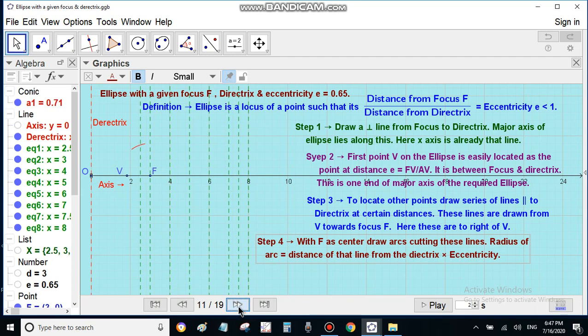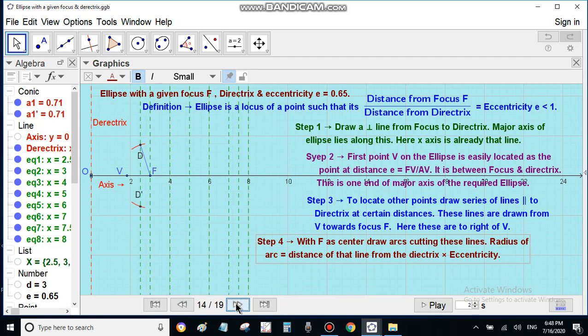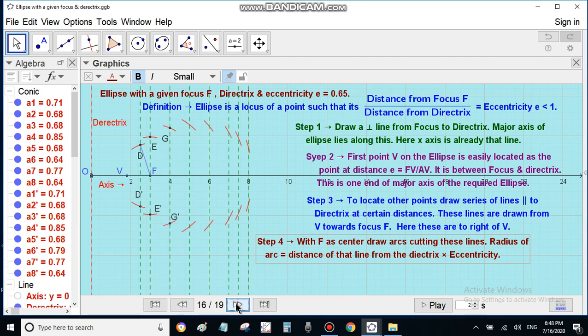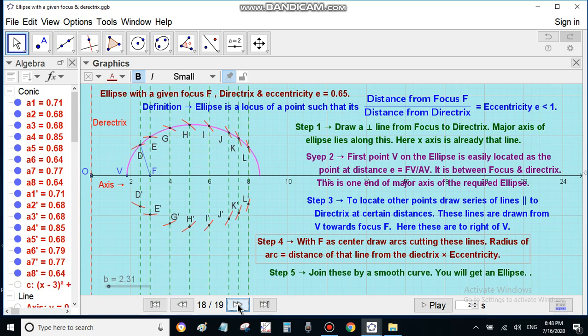So first point I have located here, you see this DF divided by OF is going to be equal to E. Then similarly on the other side we locate the point. Then on the second line we locate the point, and all other points are located. And next step is going to be connect all these points by a smooth curve. So you got a smooth curve here, smooth curve there. So you got a beautiful ellipse.